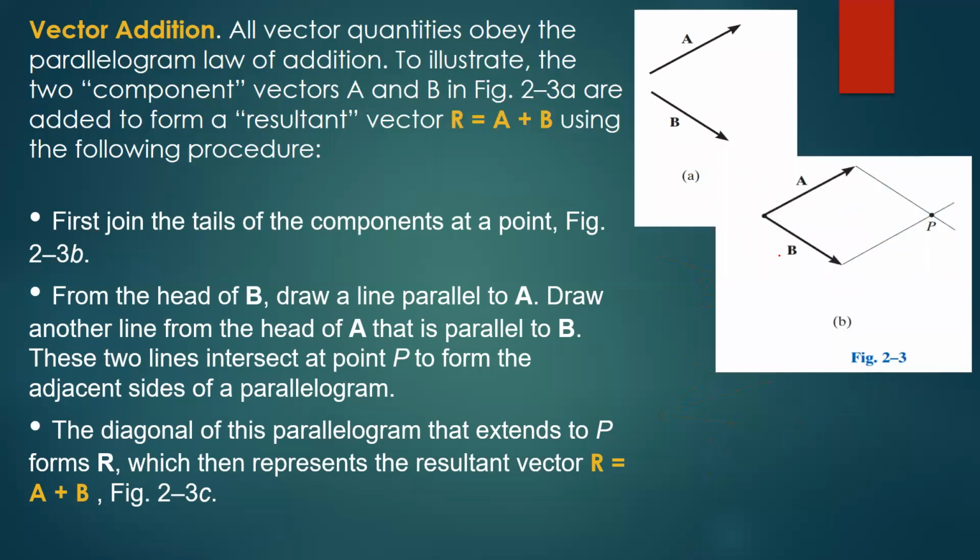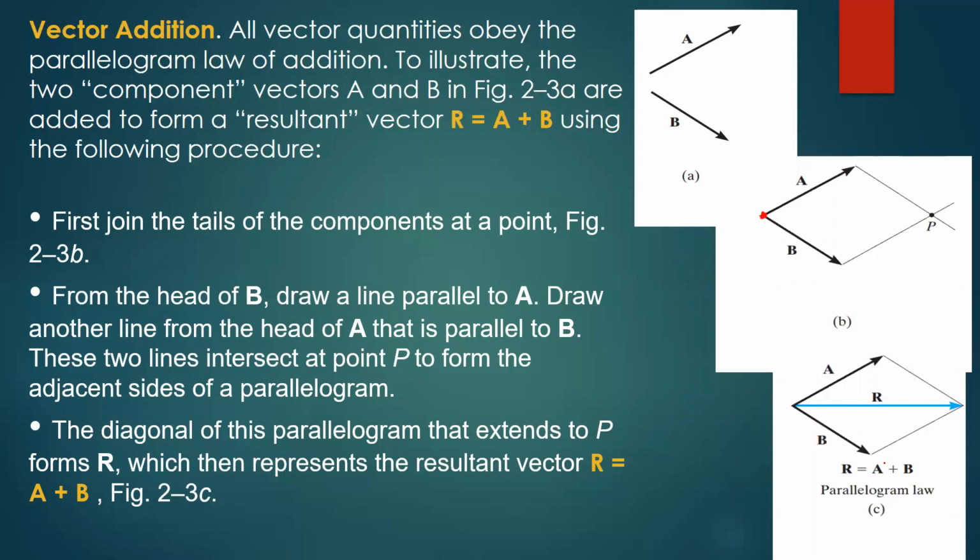So you join the two tails of the vectors, then the answer is found using the parallelogram law, which is just there to help us find the resultant vector of the two vectors. Okay.